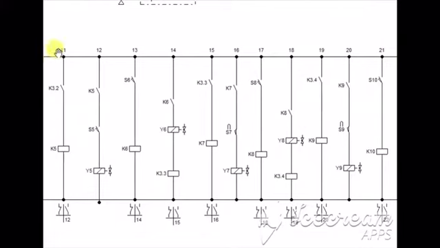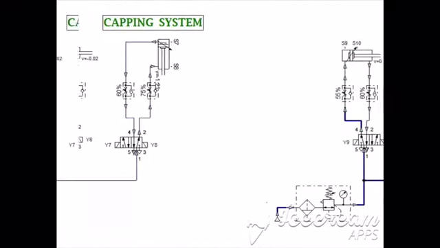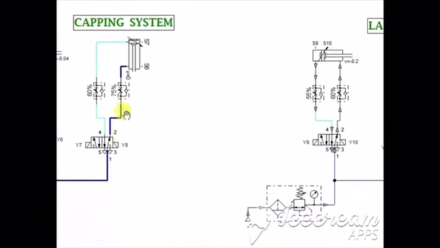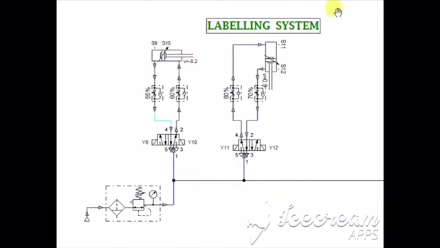As you can see, this is the electric circuit for capping process. Cylinder S8 from capping process will trigger the solenoid valve Y9 and will flow to the cylinder S9 and will extend to the S10 to transport the bottle for labeling.